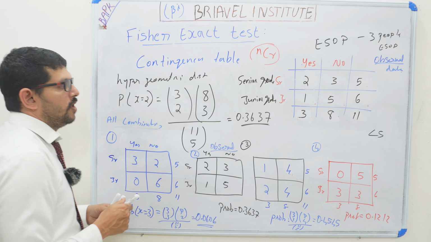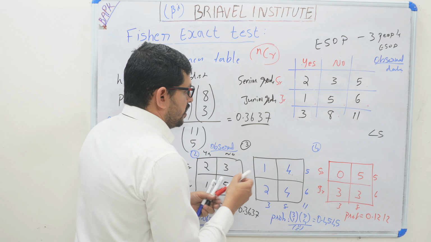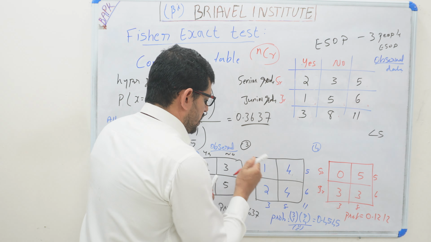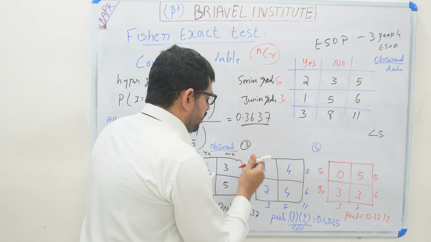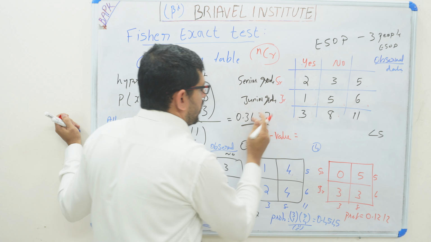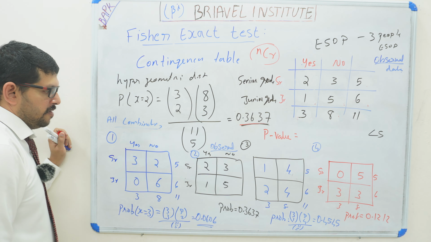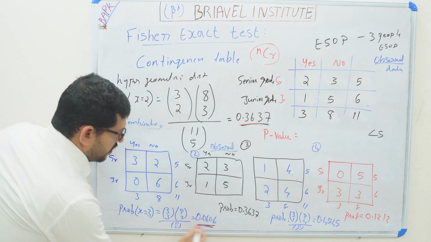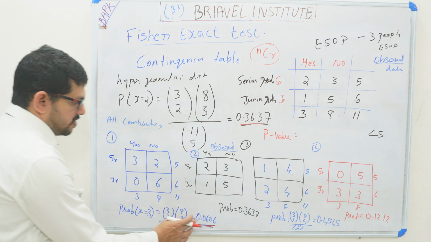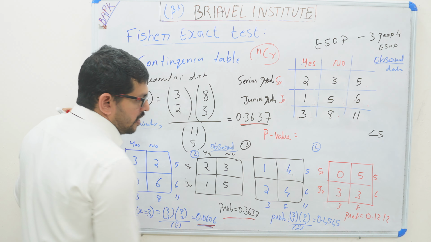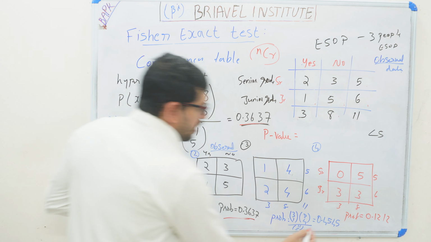Now how to find the p-value? The p-value should include the observed probability, and the same or less than the observed probability. So whichever is the observed probability, and those less than the observed probability. Here it is less than the observed probability. So we can say this is an extreme case and this is the observed probability. Here this value we can't take because it is higher than the observed probability. Here this is less than the observed probability.